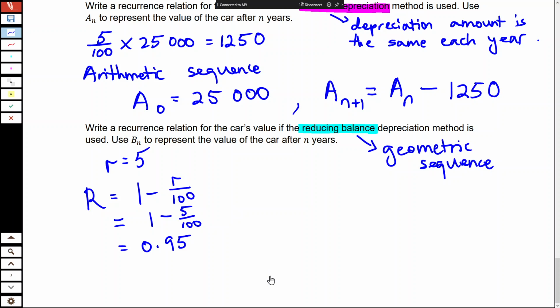So my common ratio, that is the number that I'm multiplying by each time, is 0.95. Hopefully you can see that 95 plus 5 is 100, and that's why 0.95 corresponds to decreasing by 5%. So this time, my starting value is 25,000, and whenever I go forward in time, I will take my previous value, Bn, and multiply it by 0.95.